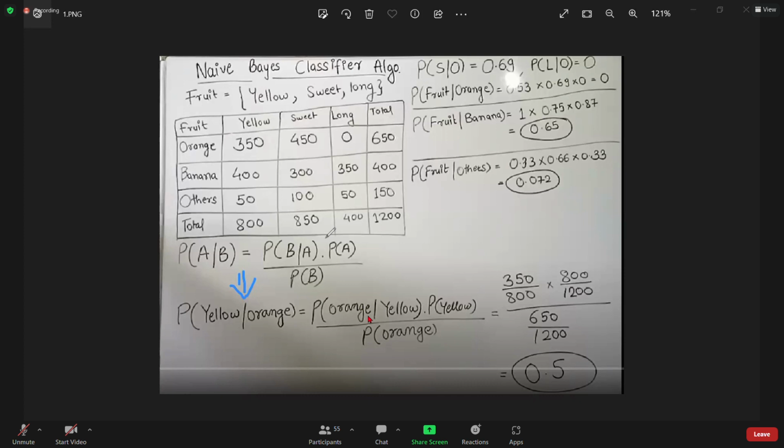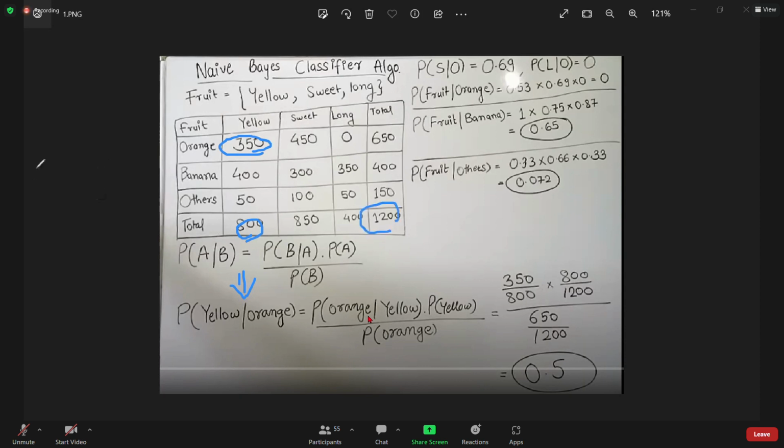See, if you understand the small example, you can go anywhere in the world and solve these. Trust me. Whatever the example, it looks very easy. This is the same thing implemented in every hyperparameter tuning. So here I try to find yellow with respect to orange. What is the equation? 350. What is the total fruit? 800. So 350 by 800 into probability of yellow is 800 out of 1200.